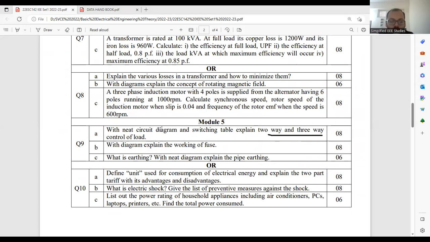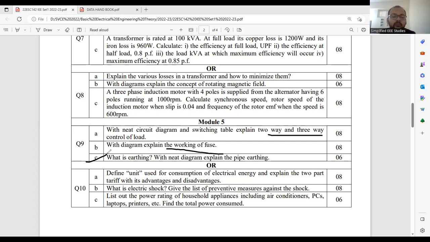4 plus 4. Similarly, explain the working of a fuse. Why is a fuse required? Circuit diagram, refer to the data handbook. Similarly, what is earthing and why is earthing required? Earthing is mainly a personal safety system. The non-current carrying metal parts of appliances will be directly connected to the ground. Since the ground is a universal acceptor, it will receive the fault current.